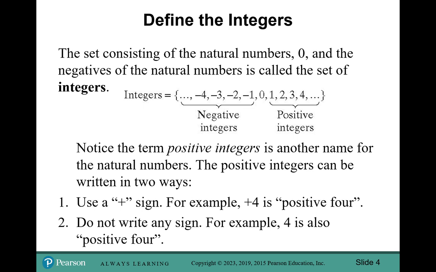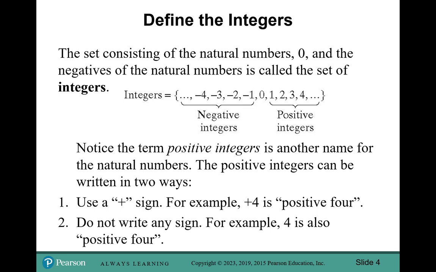First thing we need to do is define an integer. The set of the natural numbers, 0, and the negatives of the natural numbers is called the set of integers. So the integers are basically all negative whole numbers, all positive whole numbers, and 0. It starts ... -4, -3, -2, -1, 0, 1, 2, 3, 4, ... We have negative integers and we have positive integers. Notice that the term positive integers is another name for the natural numbers.